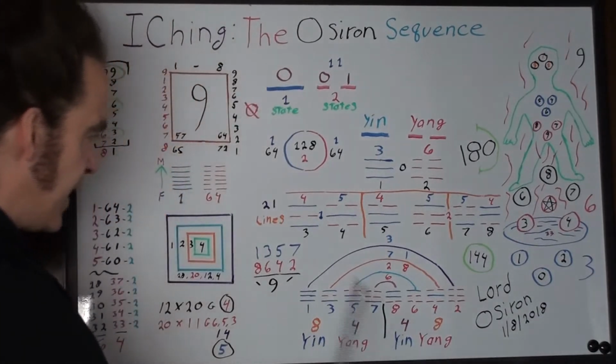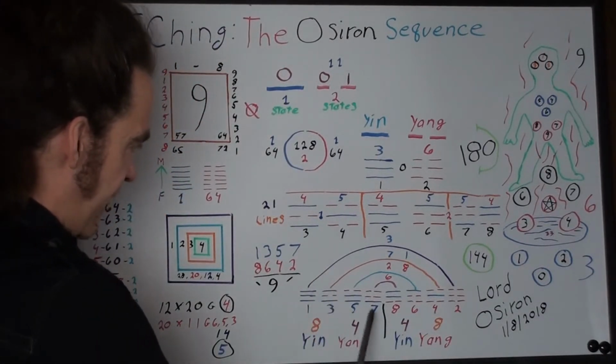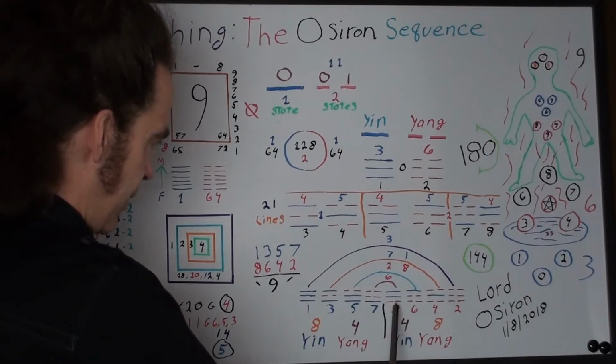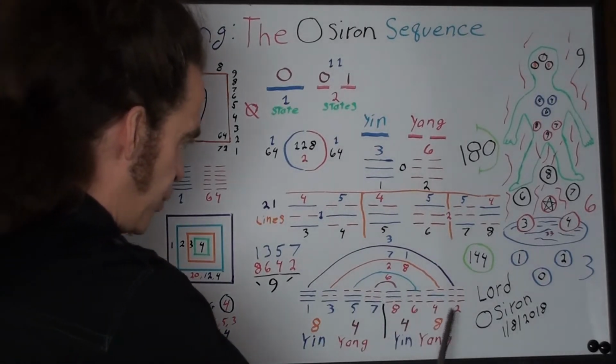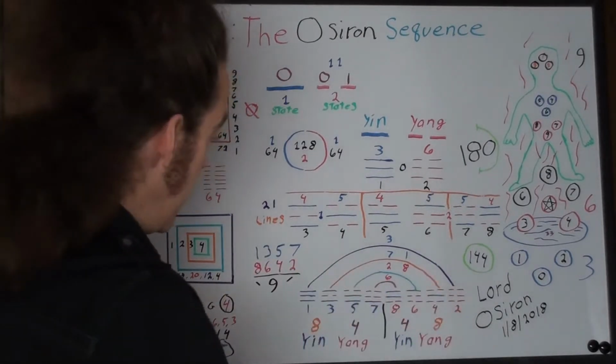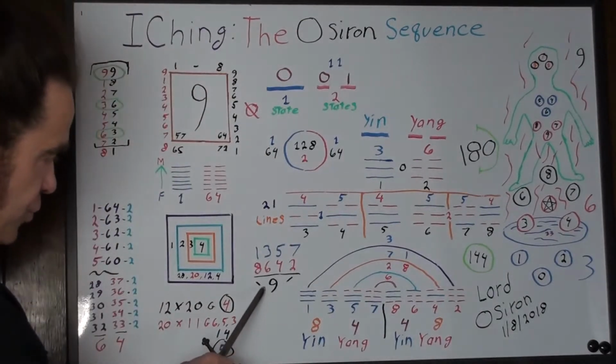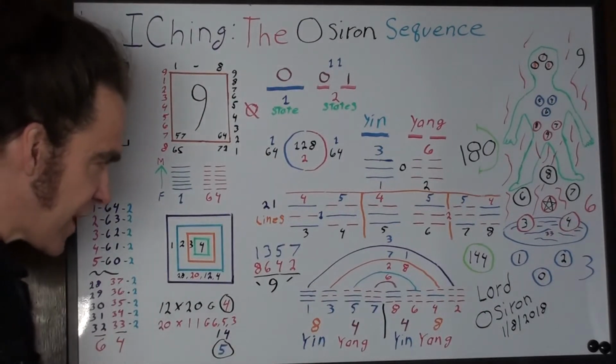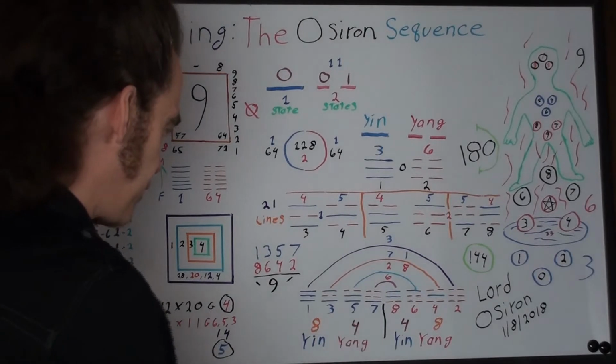And you'll also notice, if you take these numbers, 1, 3, 5, 7, which is all yin, and then combine that with 8, 6, 4, 2, and push it into itself, it does this, and then all the numbers reduce to a 9 again. Now over here, there's something else about this that's very interesting.